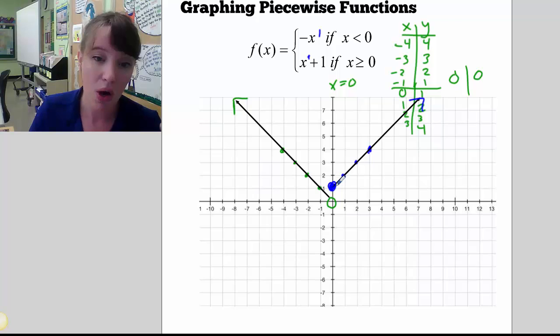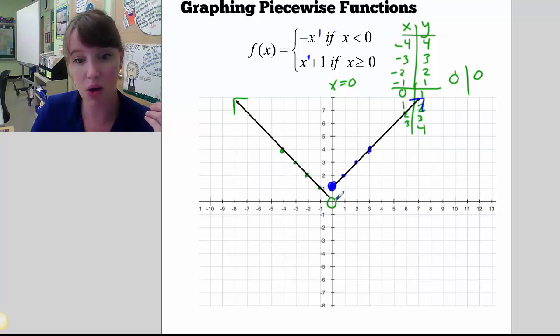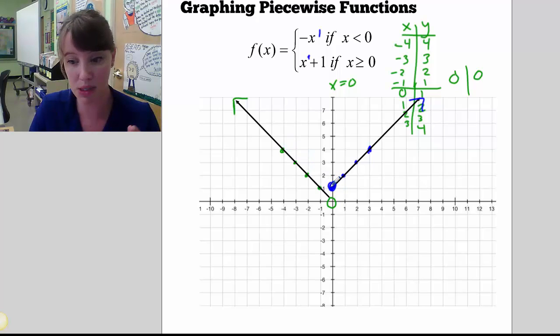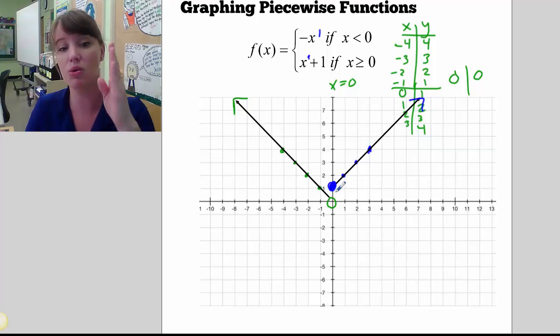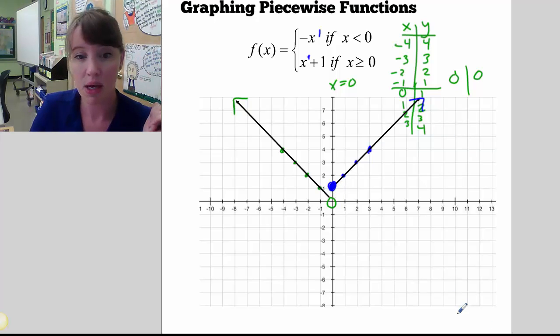But here, since this is an open circle and this is a closed circle, what you're basically doing is getting the values of the function along this line right here, but when you get to 0, you jump up to this point. And that's the value. So the value of the function at 0 jumps from 0, where it was going towards 0, up to 1. Okay?